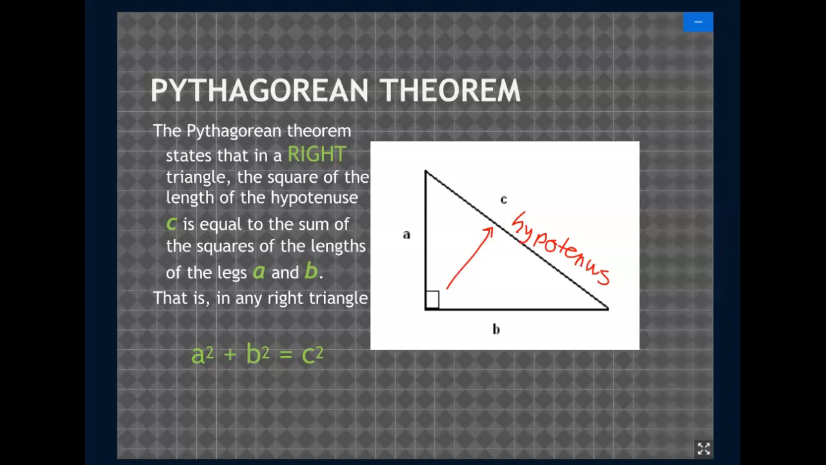The legs are represented by A and B. Those are the two sides opposing the hypotenuse. And we have the Pythagorean theorem stating A squared plus B squared equals C squared.